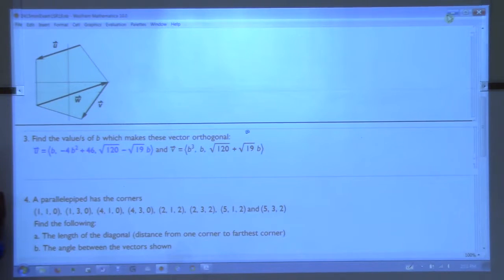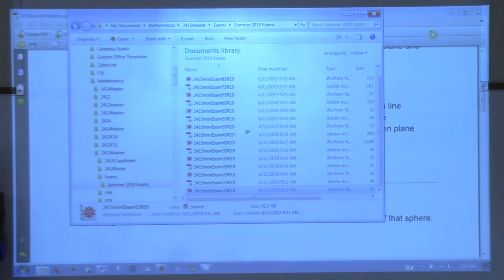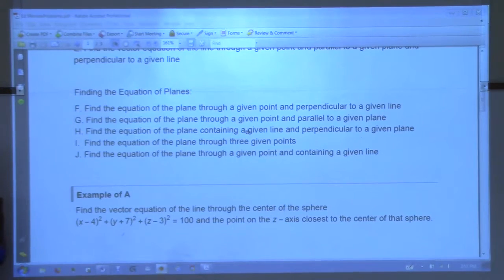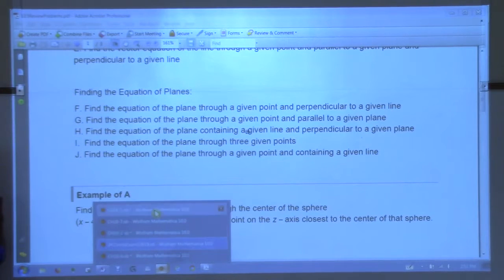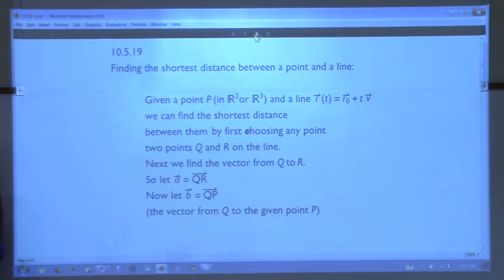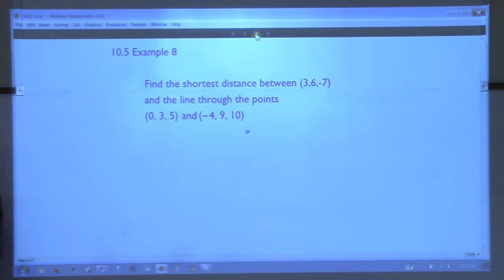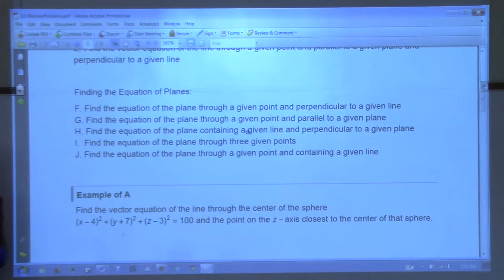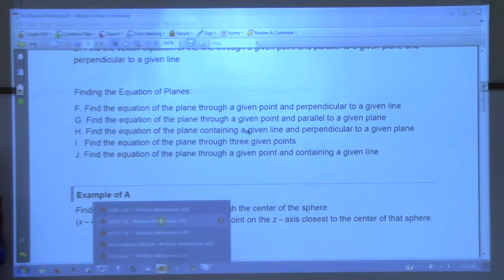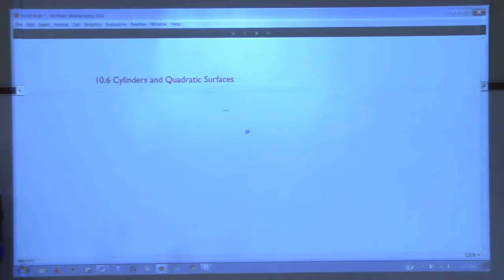We're moving on to the next section. I believe that concludes 10.5. We did that, and we had already found the shortest distance between a point and a line. And that's it. So we're moving on to 10.6. Wait a minute, did I? Yeah, there it is. 10.6.